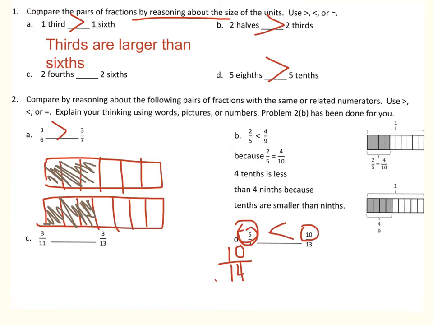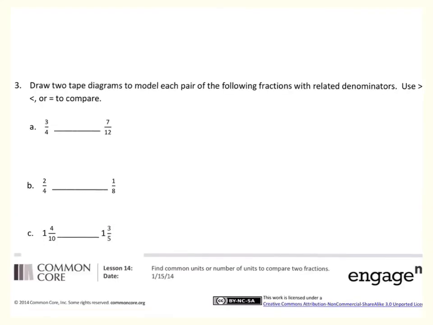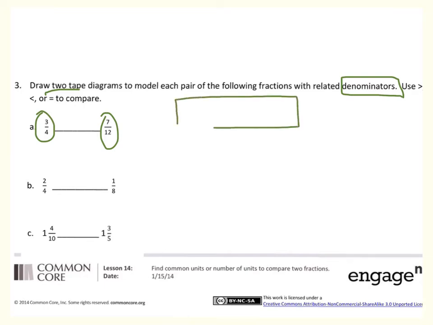Now, moving on, kind of a little bit of a different spin here. They want you to compare using related denominators. Now, why they switched to denominators, I have no idea. That's actually the next lesson. So they want you to go ahead and draw 2 tape diagrams, one for each of these, and they want you to compare. So they want you to take the 3/4 and the 7/12. So the 3/4 could look like this.